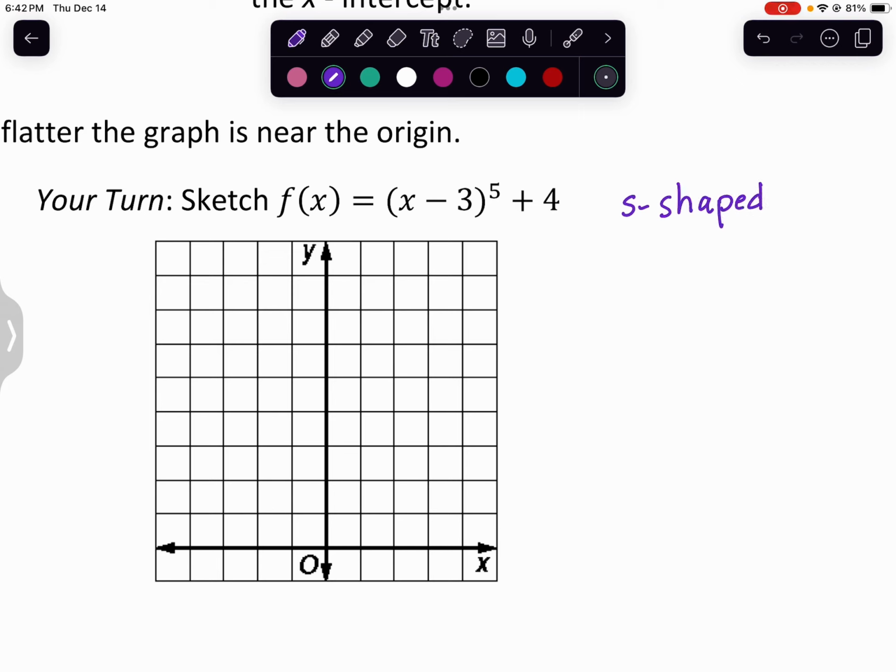Okay, so this graph is going to be that S shape, positive cubic functions go that way. The vertex is at 3, 4, and it's just going to be a little bit flatter. So I'm going to go over 3, up 4, put my dot there. And I don't know exactly where this is going to go, but I'm going to make it a little bit flatter there.